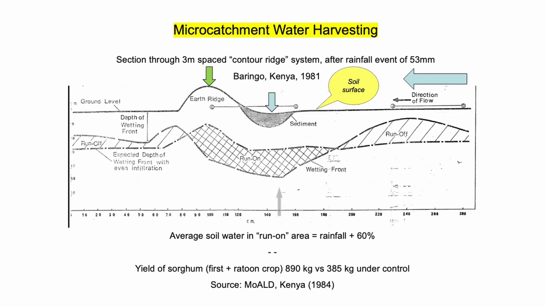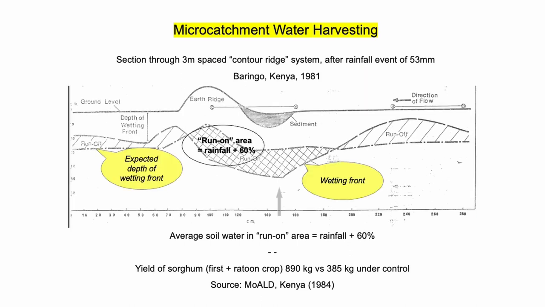And now some technical detail of what happens to runoff under a contour ridge system after rainfall. It's from a profile cut into the soil. The top line is the soil surface. One of the lines below traces how deep the water has infiltrated. It is marked the wetting front.